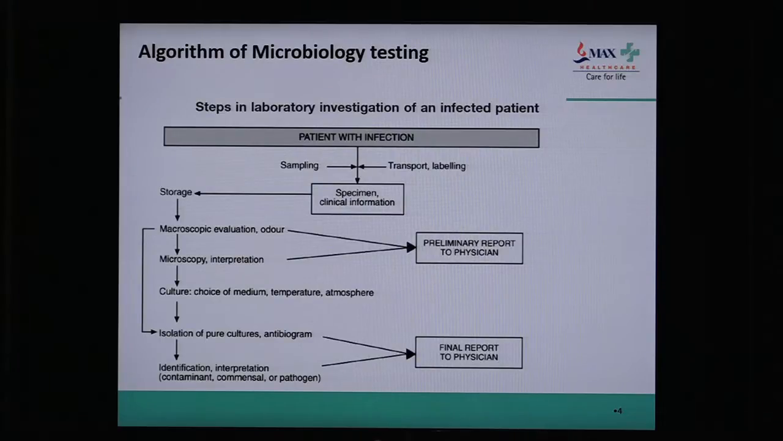Whether the patient is ill or not, your culture report will not correlate unless you do the basic gram stain or the urine routine. So: microscopy interpretation, culture, choice of the medium, temperature, atmosphere, and isolation of pure cultures, which is the most important. Whatever identification and sensitivity you do, unless the isolate is pure, the report will be invalid. Maybe the sensitive will come as resistant. How will you know? Whenever you put up the identification and sensitivity, put one drop of the remnant of that culture broth on sterility plates. Then identification, interpretation, and finally the final report as per the turnaround time.